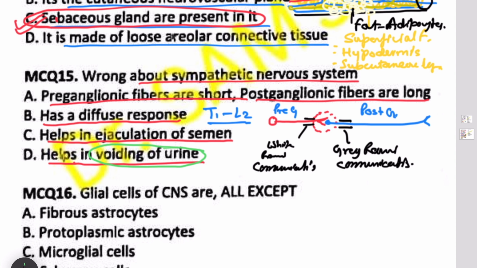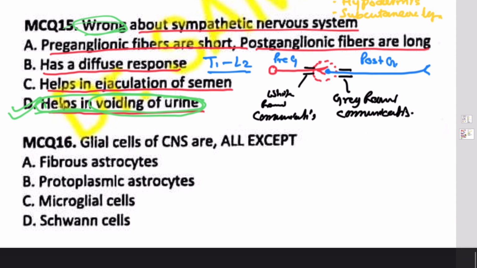So voiding of urine will be the relaxation of the internal urethral sphincter, and of course that will be a parasympathetic response. So your answer was wrong. They have asked which is wrong about sympathetic, so the answer will be helps in voiding of urine. Okay. And remember, in parasympathetic, the preganglionic is a longer neuron and the postganglionic is a very short neuron. So that was about this 15. Now we'll move to the next question.